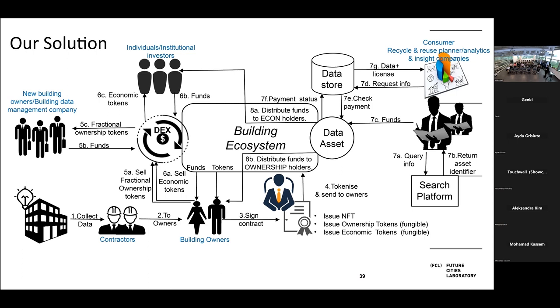You might not have to create a new token. If things have not changed too much, you can still change the information on the data store. The other part is who is going to be responsible for keeping track of all the changes over time? We either have the building owners or the building data management company. If there's a management company, they are expected to keep track of changes in the building ecosystem over time. So that's one option.